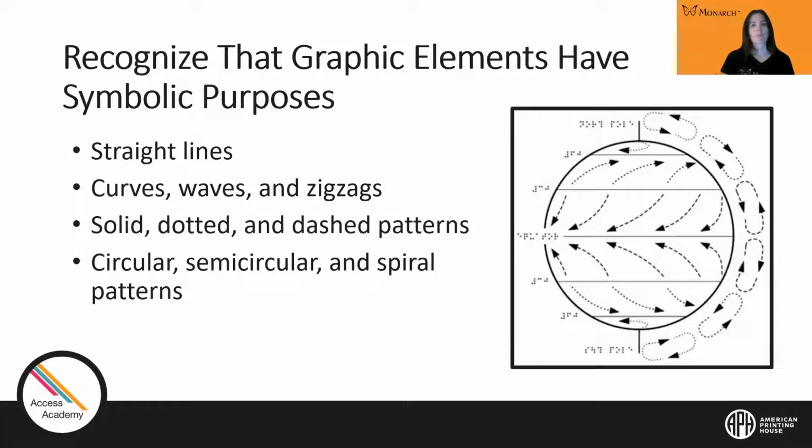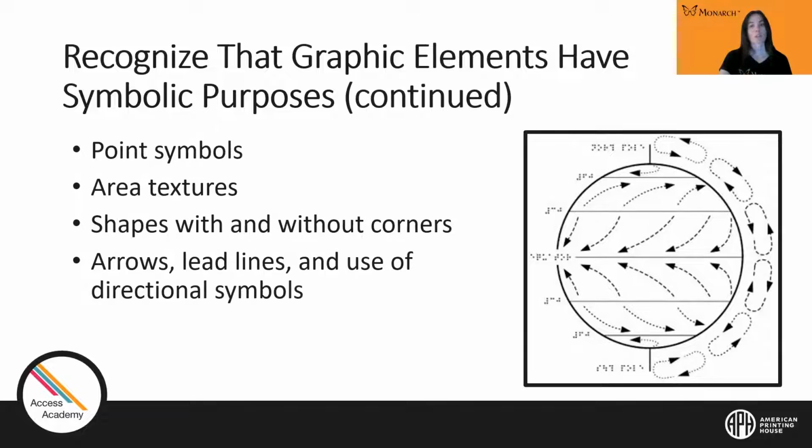It's also very important to help them understand that everything in a graphic has a symbolic purpose, that there are lots and lots of different types of tactile surfaces. There are straight lines, there are curves and waves and zigzags. There are patterns that are solid or dotted or dashed, and also patterns that are circular and semicircular and spiral. And this might seem obvious, but it is actually a very important matter that our students learn that each one of these has a different symbolic purpose and can be used to understand the graphic. Included in these are the point symbols and the area textures and the shapes that have corners and the shapes that don't have corners and the arrows and lead lines and directional symbols.